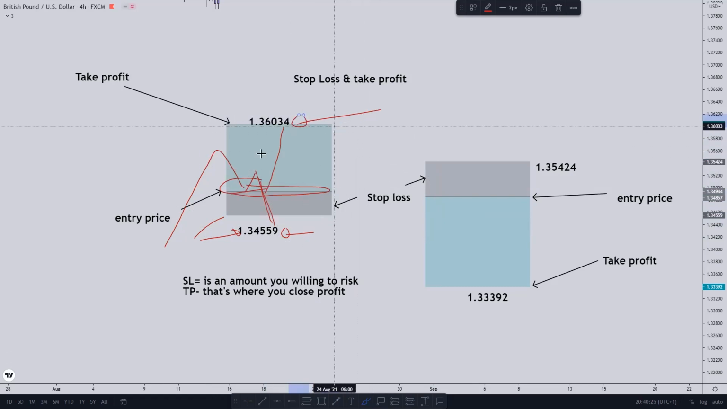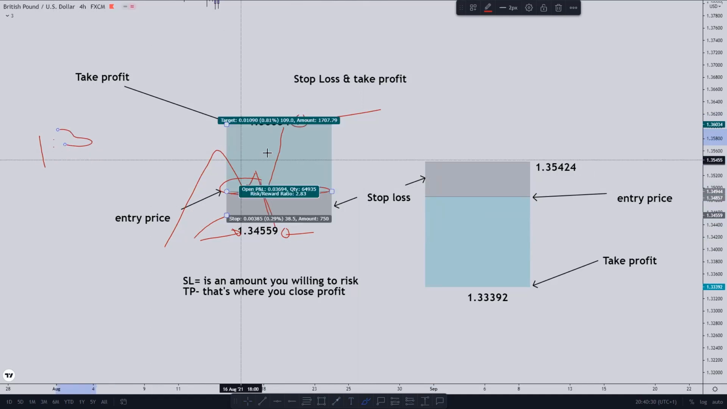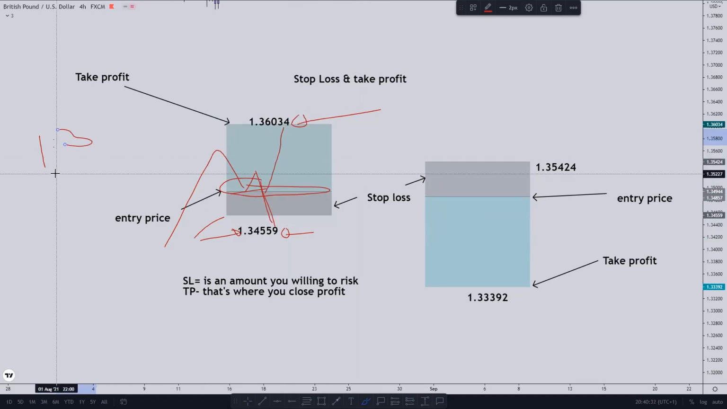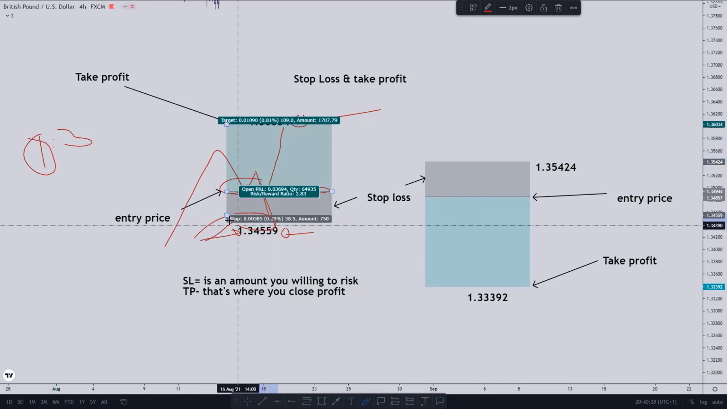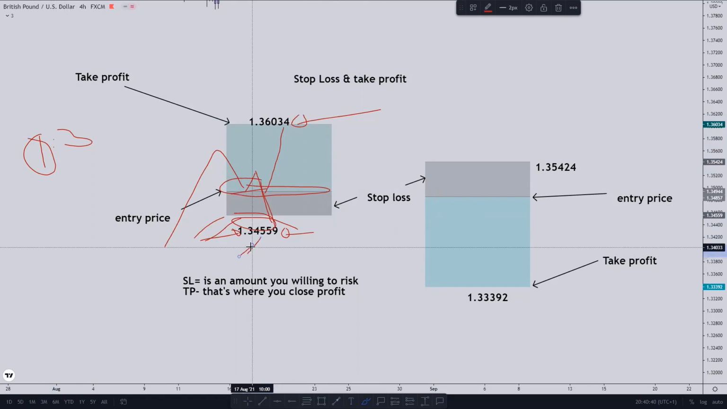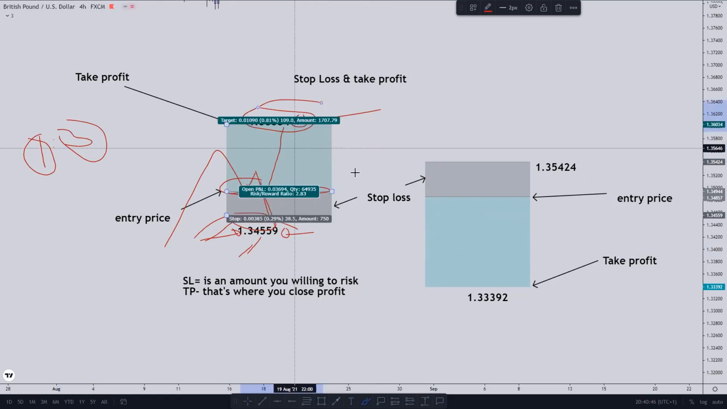That's why I said, if you are going to be risking 1 to 3, this is almost a 1 to 3. The 1% is at this price level, which is the amount that you're willing to risk, and the 3% that you're willing to take from this trade is at that price level. Easy as that, right?